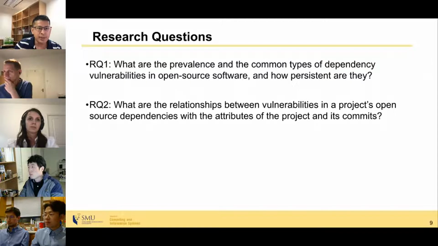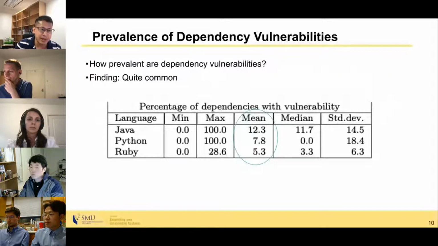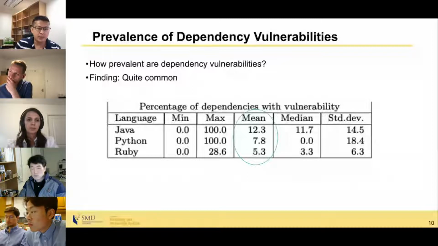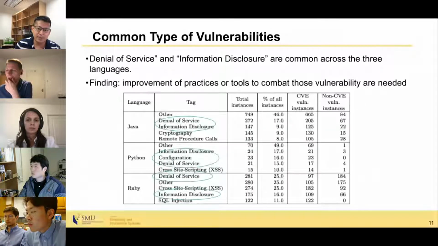So here are some important, or at least interesting, results and findings. First of all, how prevalent are dependency vulnerabilities? Well, the short answer is quite common. If you look at this table here, for example, for Java projects, the percentage of dependencies with vulnerabilities is up to 12.3% on average. Likewise, for Python it is 7.8, and for Ruby it is 5.3. And also, we found that denial of service and information disclosure are common across the 3 languages that we studied. So it means development of practices and tools to combat these 2 types of vulnerability is needed.